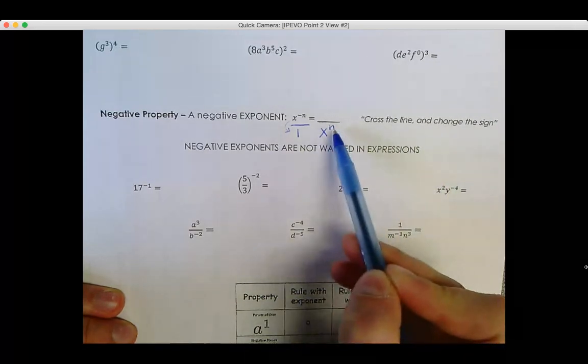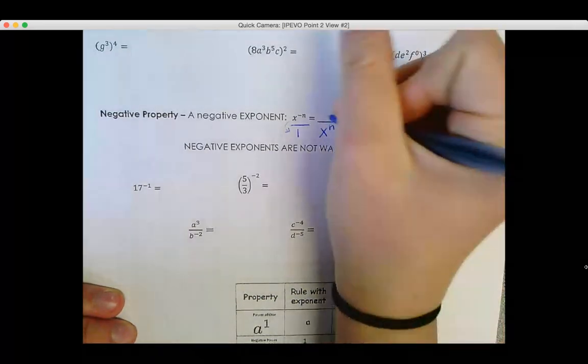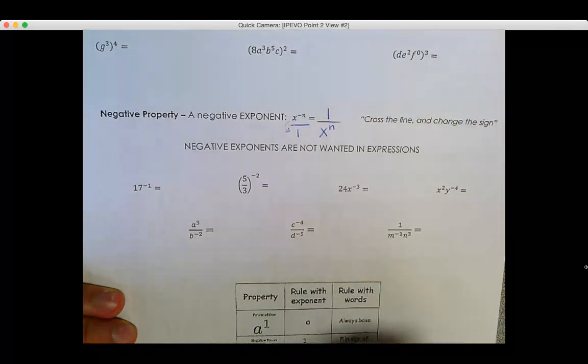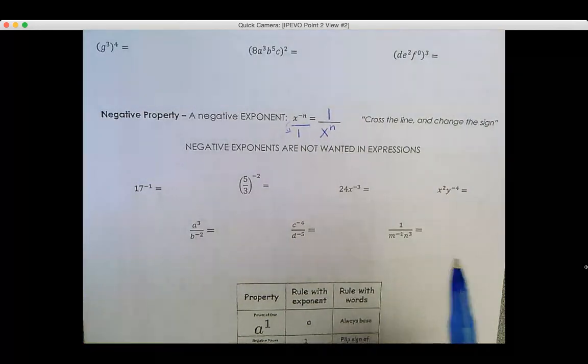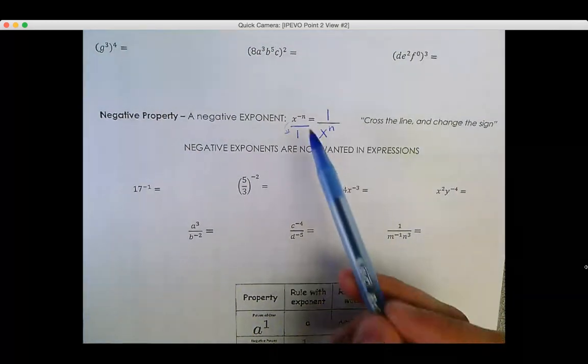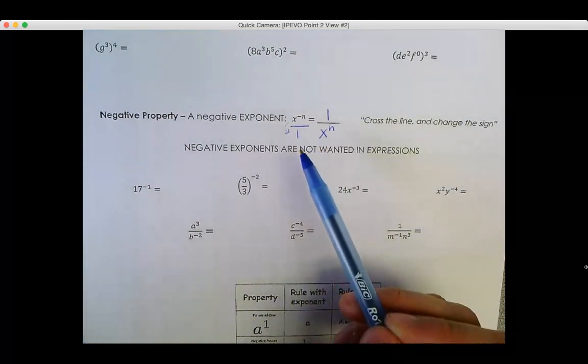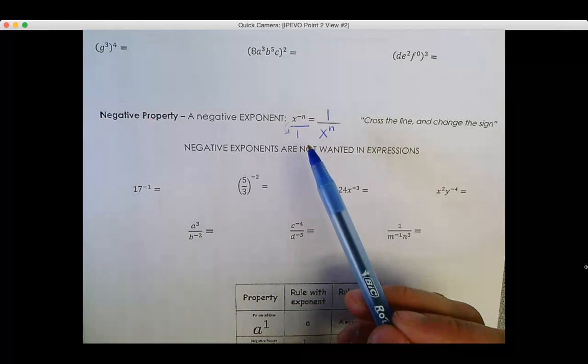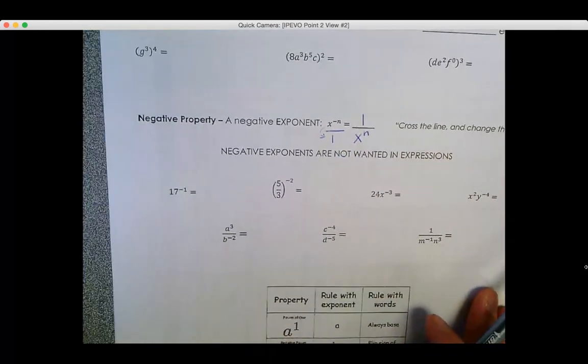Since this is a fraction, we do need something on top for a placeholder, and we just put a 1 there. Okay, so we're not allowed to have negatives as exponents, so we do need to move it to the other side of the fraction bar to change it to a positive. So let's try a couple of example problems here.